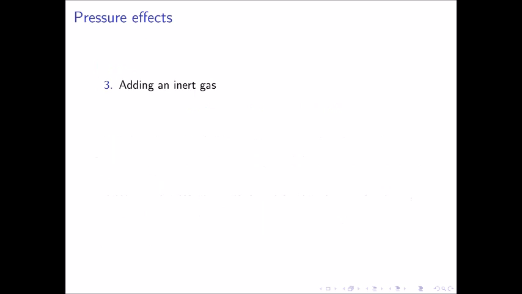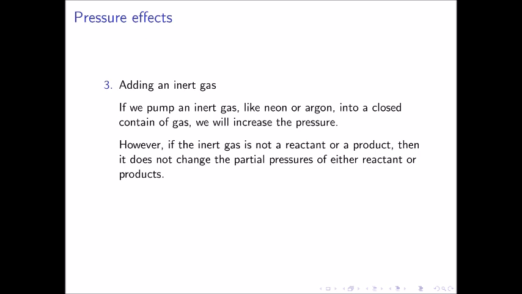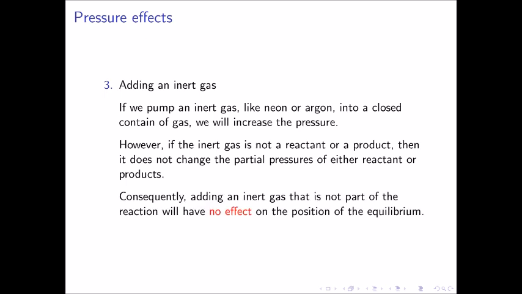Now let's consider what happens if we add an inert gas to our system. If we pump an inert gas, such as neon or argon, into a closed container of other gases, this will cause an increase in the total pressure of the system. However, if the inert gas is not a reactant or a product, then this does not change the partial pressures of either reactants or products. As a consequence, adding an inert gas that is not part of the reaction will have no effect on the position of the equilibrium.